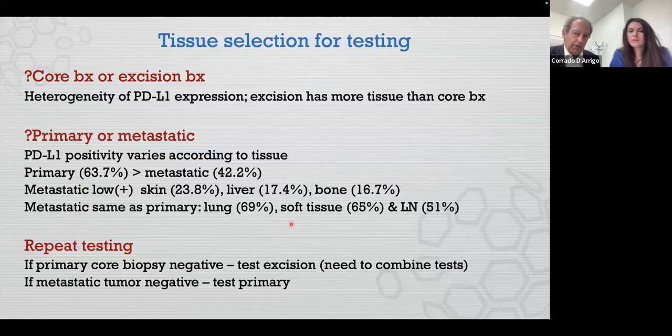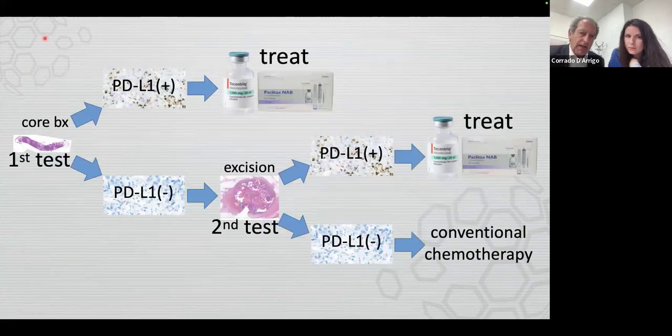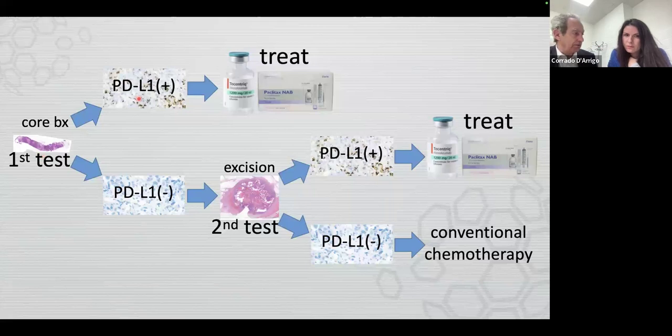And also, if you test a small amount of tissue, because of heterogeneity of PD-L1 expression, you may hit negative areas, which you would instead average out if you have a larger amount of tissue. This is a study we did a long time ago. We demonstrated that if you test a core biopsy and it is PD-L1 positive, even if you retest the excision, it is very concordant. We never found discordance.